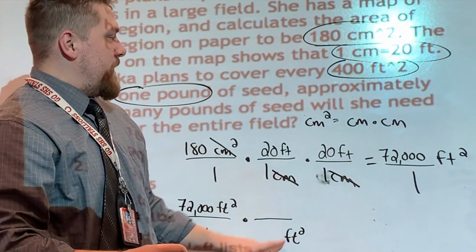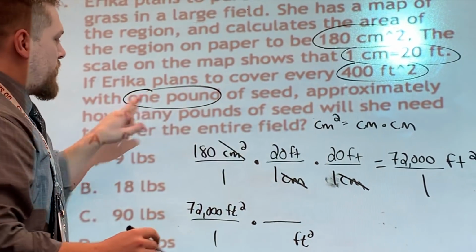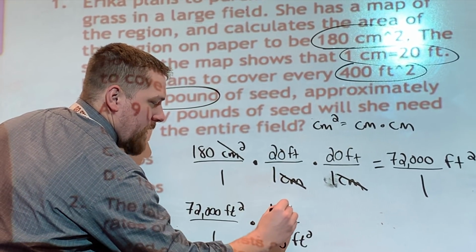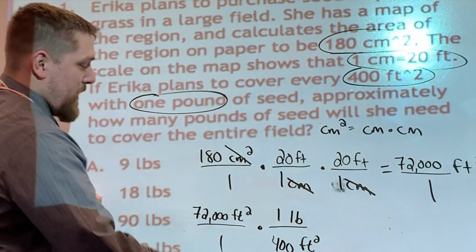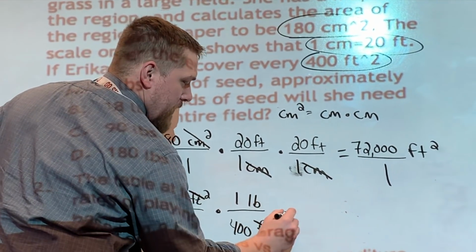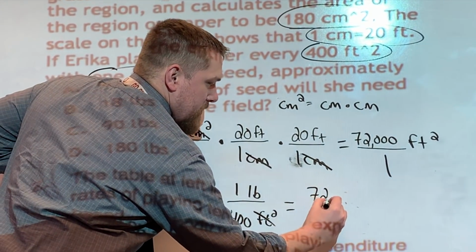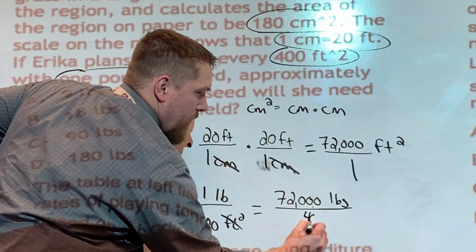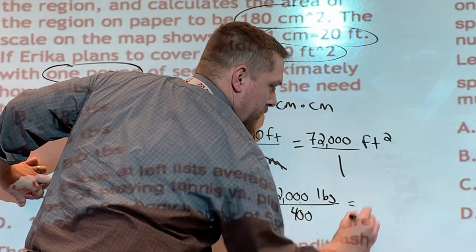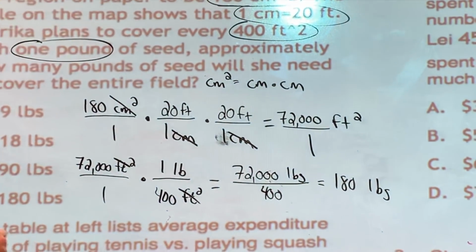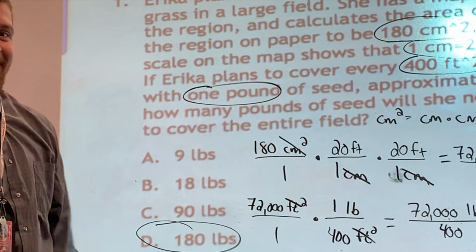According to my feet squared, it's 400 for every 1 pound. 400, 1 pound. When I multiply these across, feet cancel out, I'm left with 72,000 pounds divided by 400, which will give you 180 pounds. So our answer is D. See you on the next one.